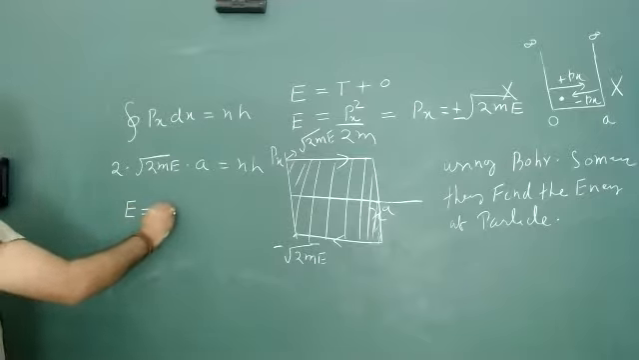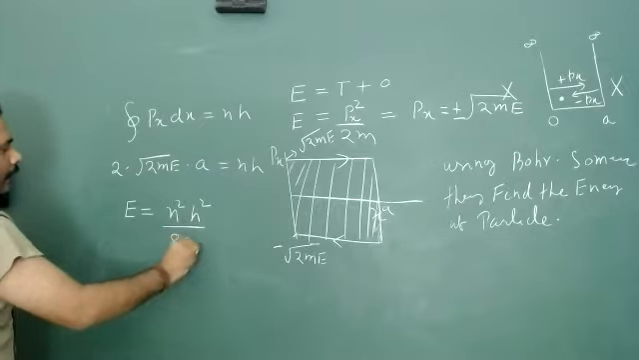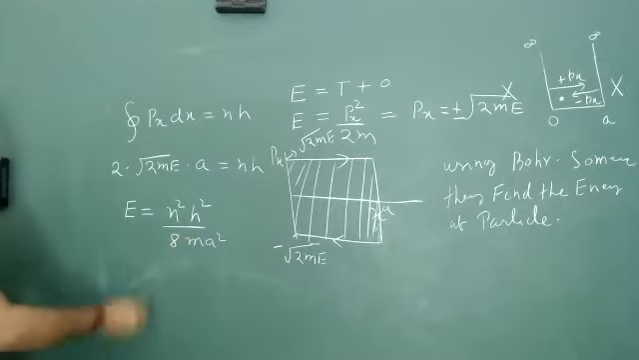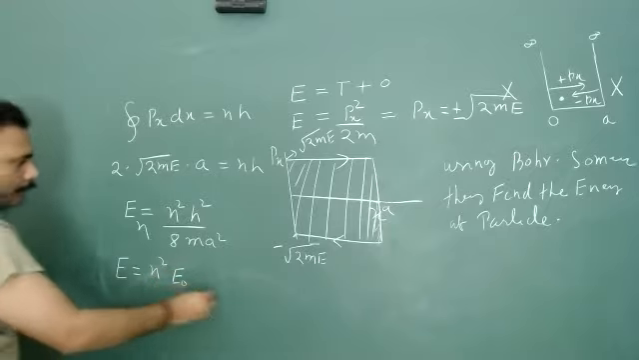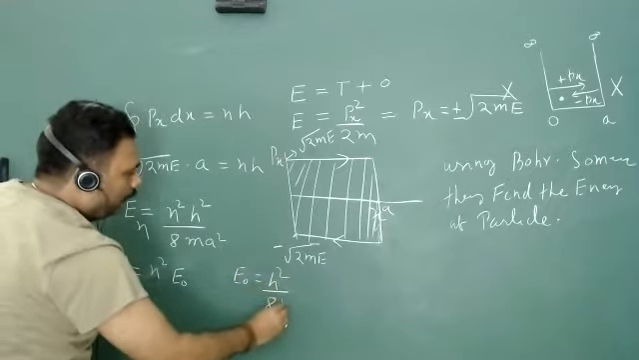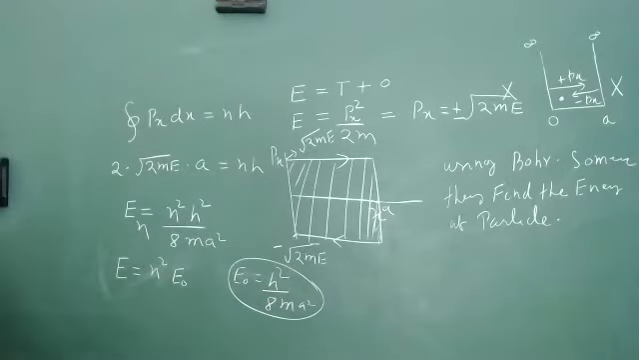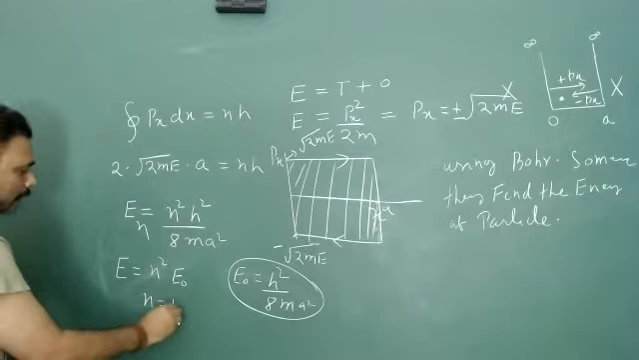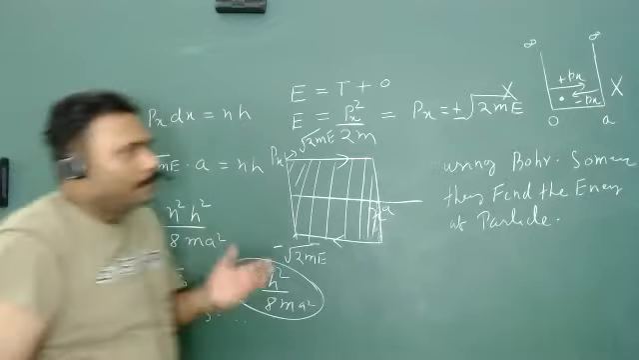And what is the value of E? It is equal to n square h square upon 8ma square. And what you have found is not E, rather En. You can see that E can be written as n square E naught, where I put E naught as the fundamental value, h square upon 8ma square. So you will get that the energy is possible for n is equal to 1, 2, 3 and so on. So what is the possible energy according to Bohr-Sommerfeld theory?